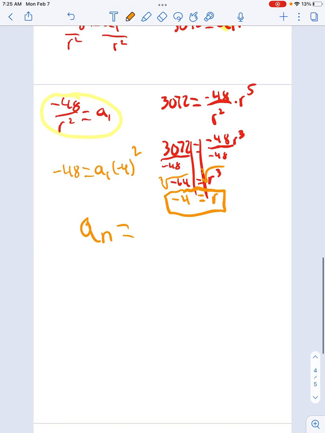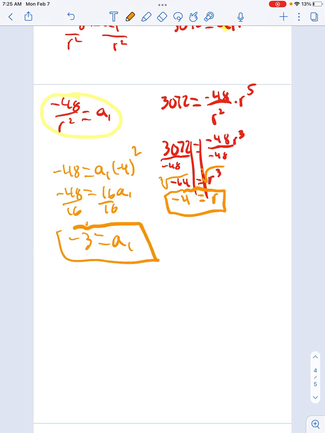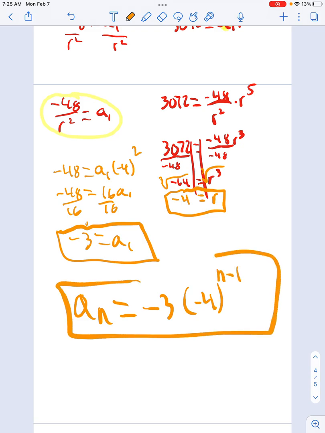3 minus 1 is 2, which gives me squared. So negative 48 equals 16 a sub 1. Divide by 16, divide by 16. And we get negative 3 equals a sub 1. So these are the 2 pieces of information I need to write my rule. A sub n equals my first term multiplied by my common ratio, and then I have to do n minus 1 on top.